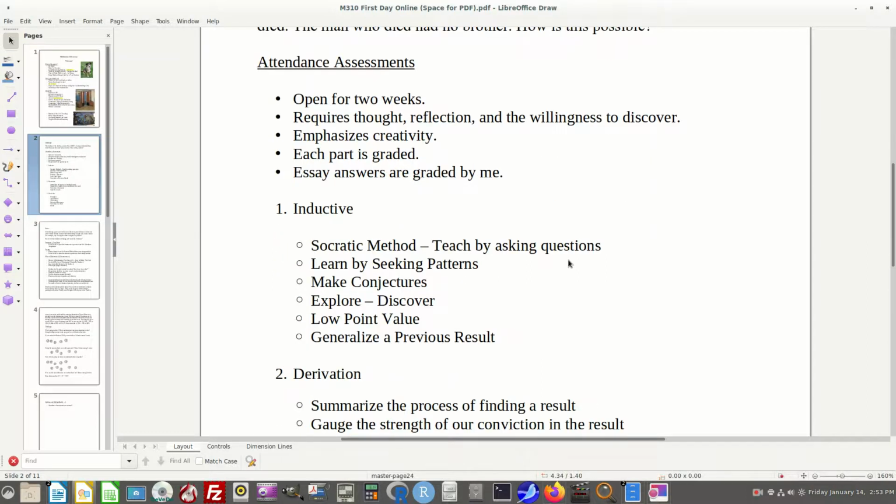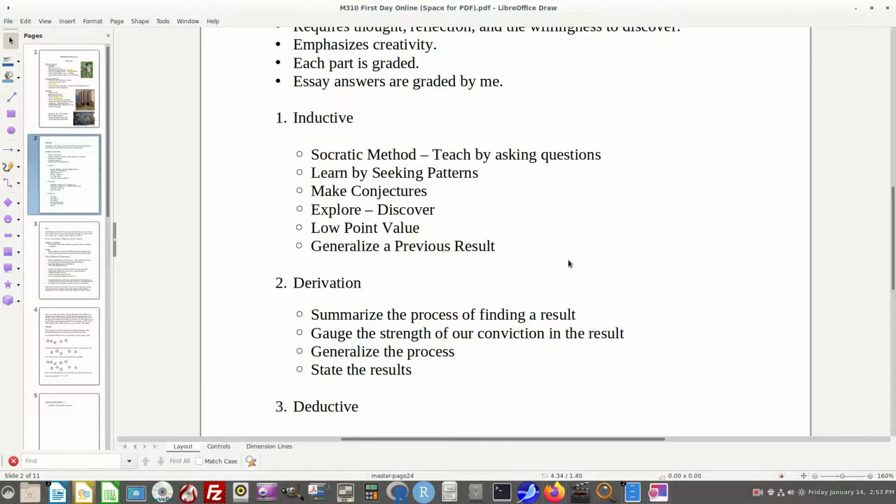There's several parts to the attendance assignment. The first part is inductive. That means that I will be teaching by asking questions using the Socratic method. You'll be learning by seeking patterns. We'll make conjectures. We'll explore. We'll discover. This part has a low point value. And the reason for that is I want you to be focused more on finding patterns than getting points. I want you to see what's going on and think about it.